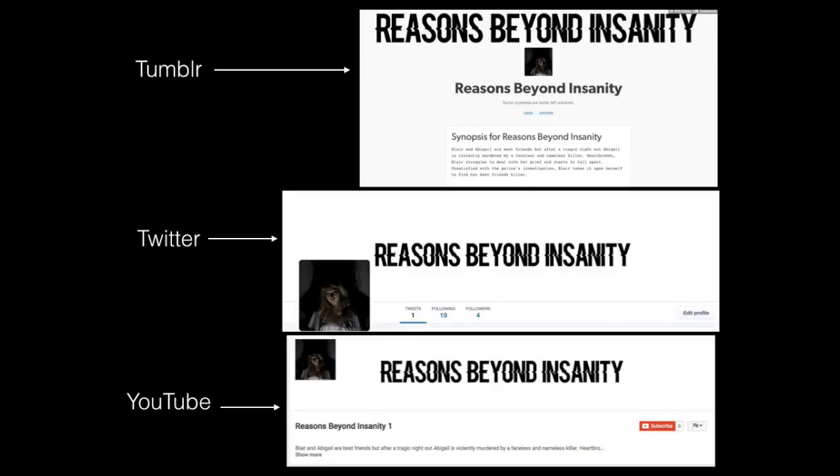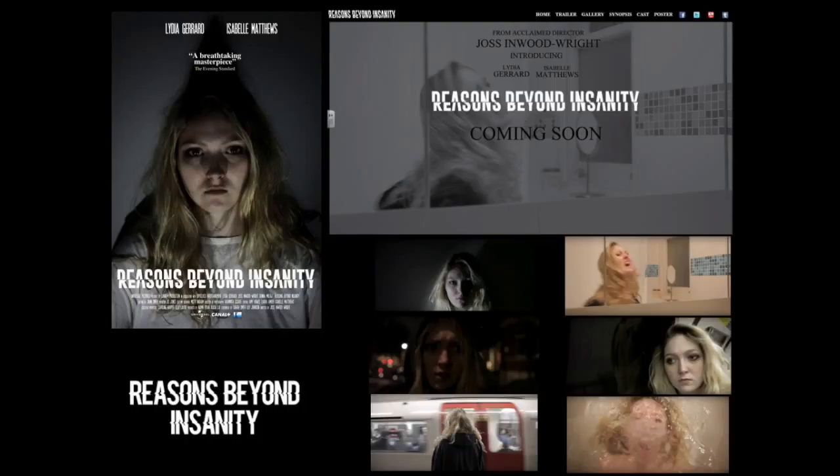For all of the pictures for the Reasons Beyond Insanity social media pages, there's a picture of Blair which is very similar to the poster, but just from a different angle. It's very important to be present on social media, as this is the best form of promotion for your film. It gets people talking about your film and sharing it and getting more well known. So I think it's really important to have the social media pages easily accessible from my website.